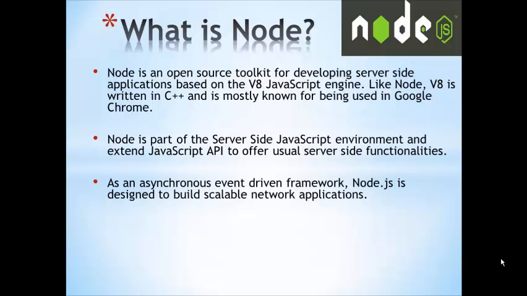We must know that Chrome is already using this V8 JavaScript engine as a compiler, so it's a very fast compiler which is used by Google Chrome as well. That's the reason you can see that compared to other browsers, Google Chrome's rendering and all is very fast. V8 is actually written in C++ and it's mostly known for being used in Google Chrome.